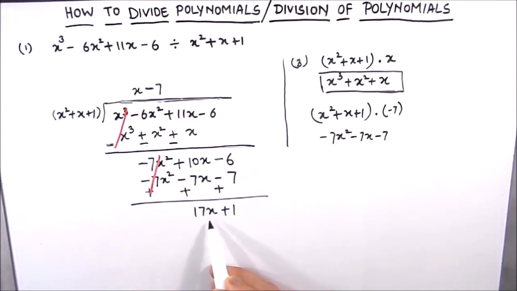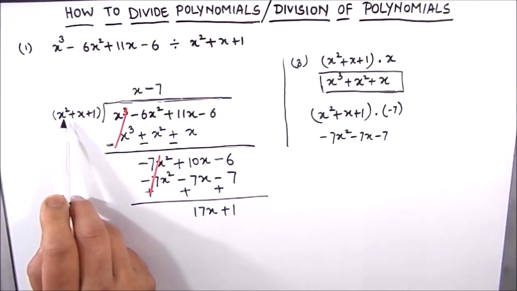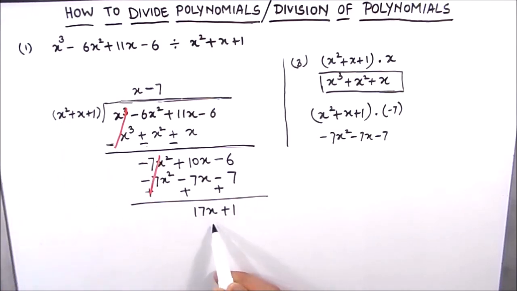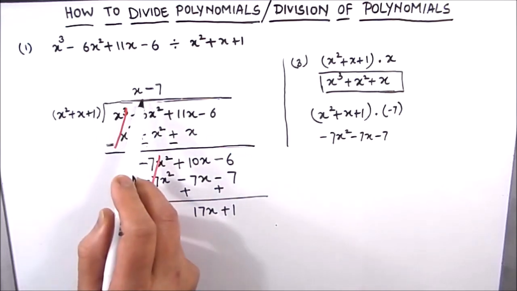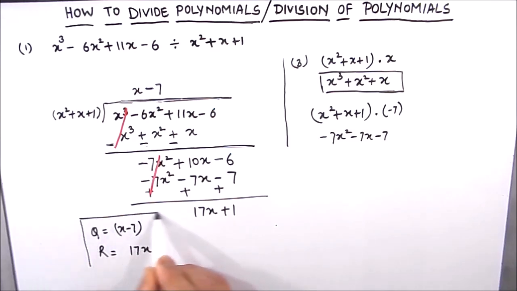Now we see that we are getting a polynomial whose degree is less than the degree of the divisor. So whenever we get a remainder whose degree is less than the divisor, we are going to stop the division there. Now this is our remainder and our quotient is x minus 7. So we write the quotient as x minus 7 and remainder is 17x plus 1. So this is our final answer.